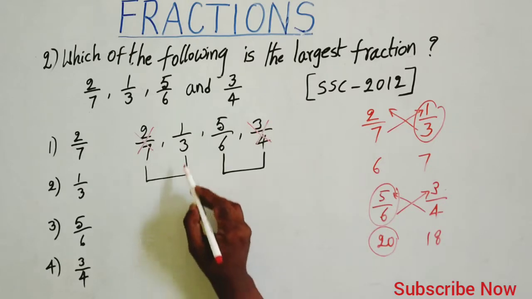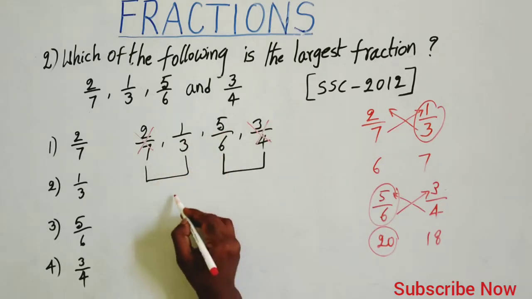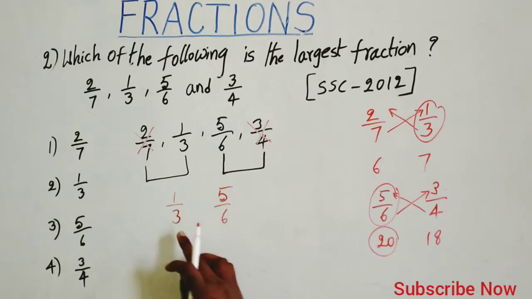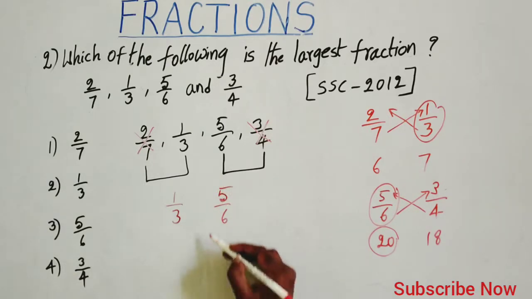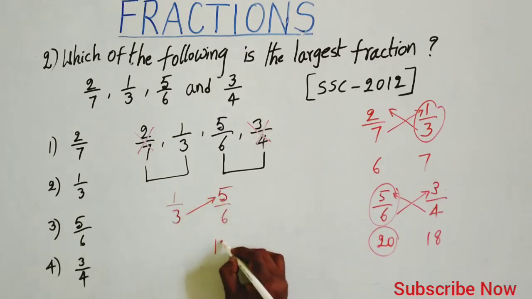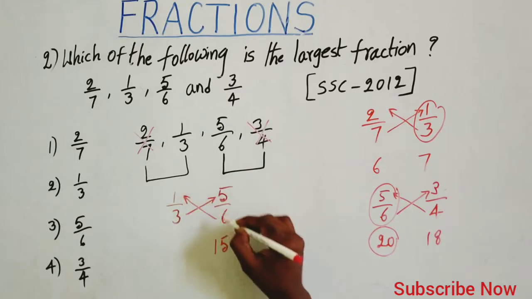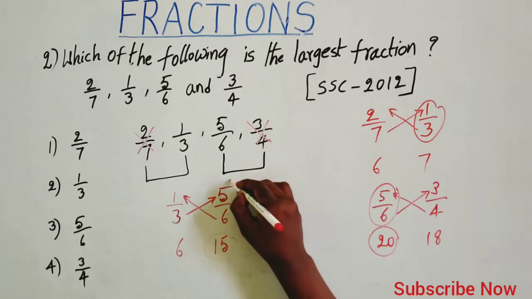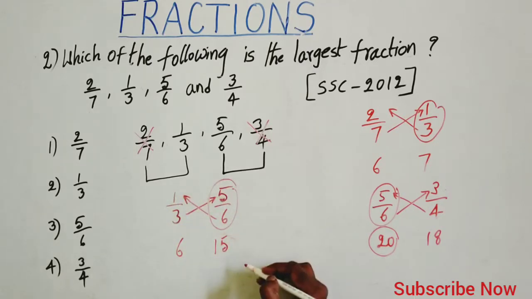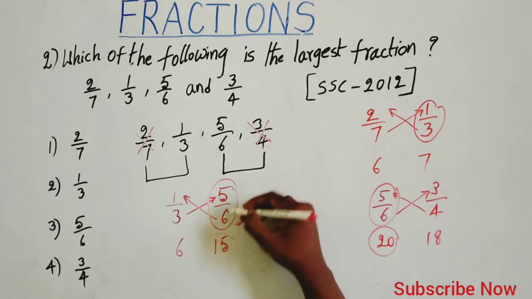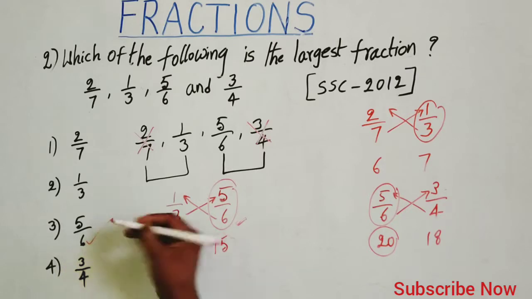Now finally we got two fractions, 1 by 3 and 5 by 6. Now you compare these two by cross multiplying. So if you do cross multiplication, 3 5s are 15, 6 1s are 6. So between these two, 15 is larger than 6. Therefore, 5 by 6 is larger than 1 by 3. So finally we can conclude that 5 by 6 is the largest fraction.